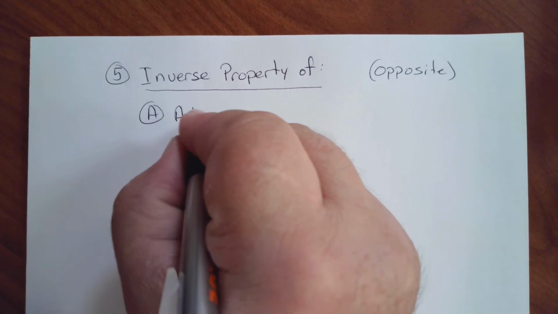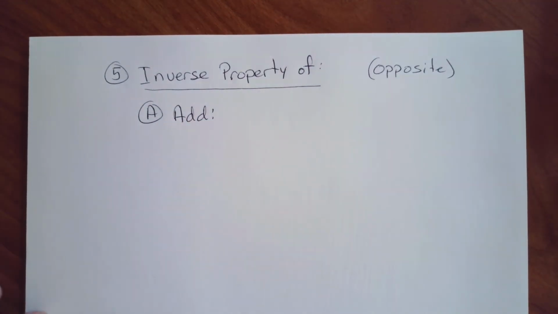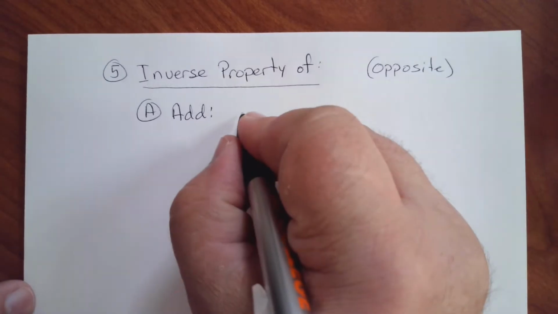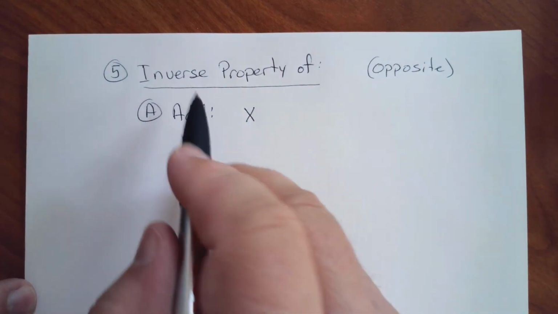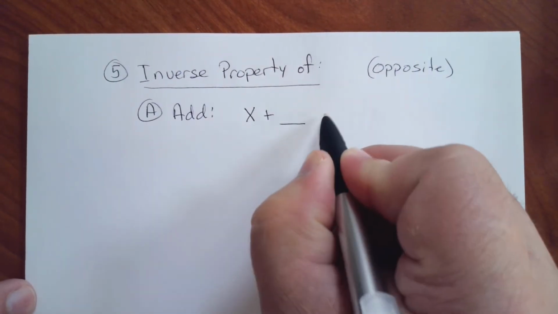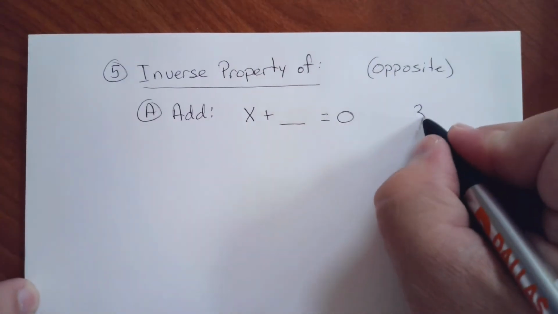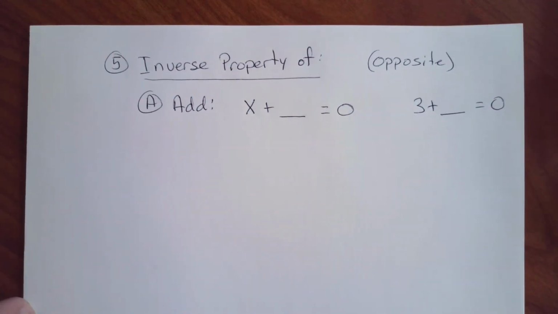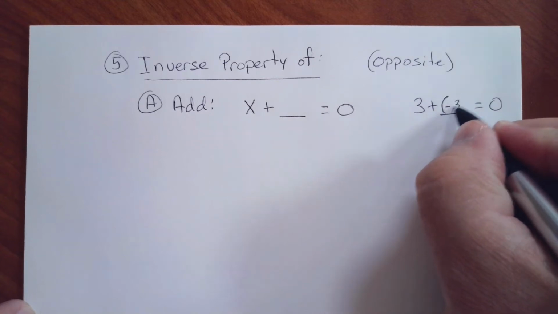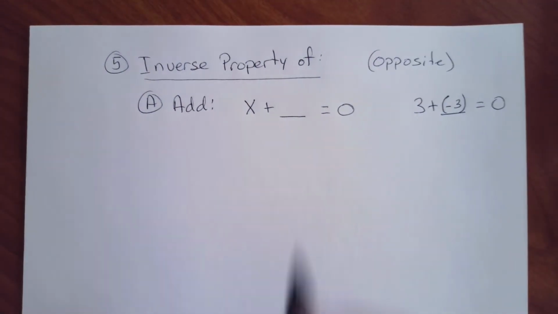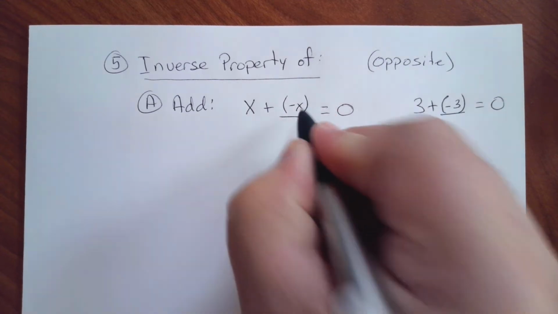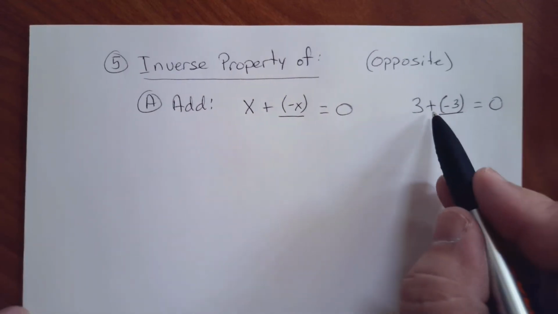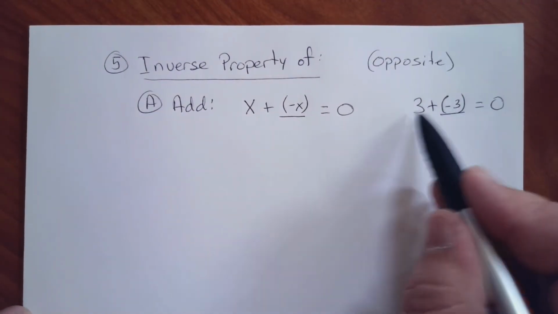So the inverse property of addition. What was it? It's the inverse property, it's the opposite of it. So x plus what equals 0. So 3 plus what would give me 0? Negative 3. So x plus negative x. Because 3 plus negative 3, 3 and negative 3 cancel each other out, you get 0.